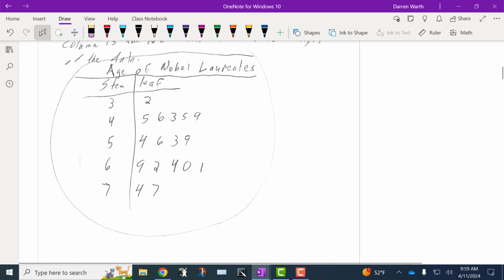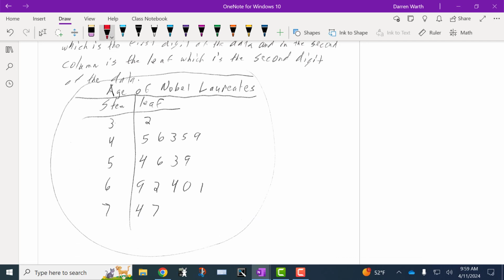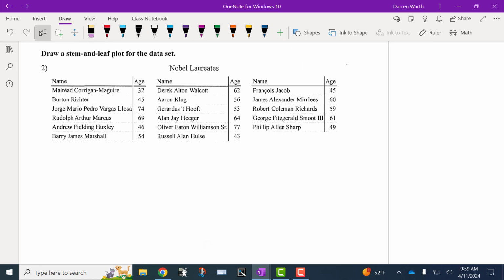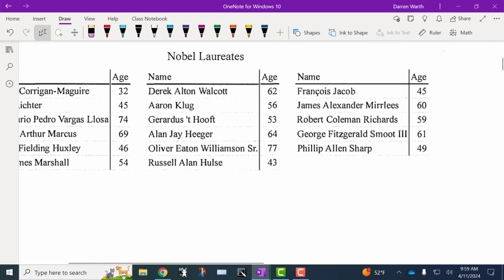Notice right here, I've made my 2 columns. Here I've got age of Nobel laureates. Here's my stem, which is going to be the first number of the data, and here's my leaf, which is going to be the second number of the data. So I go back to my data, and just like with my frequency distribution, I'm going to look at the smallest one and then go to the largest.